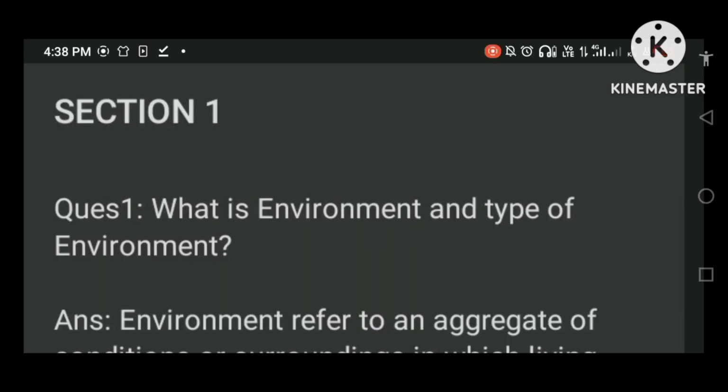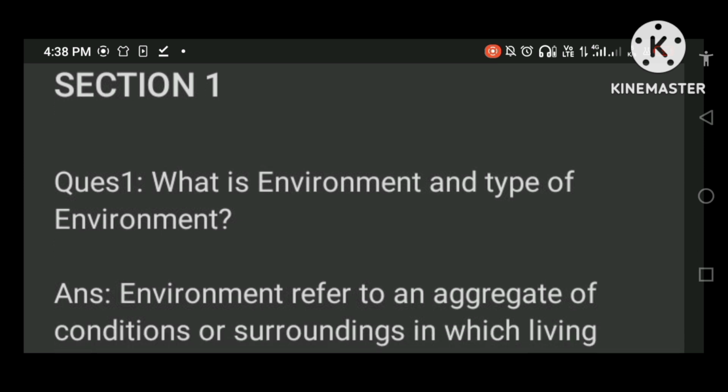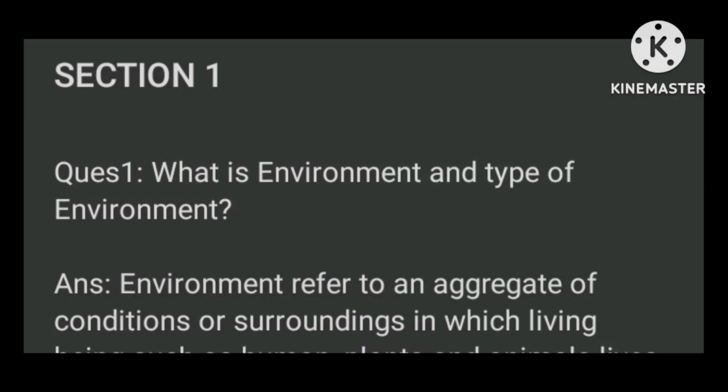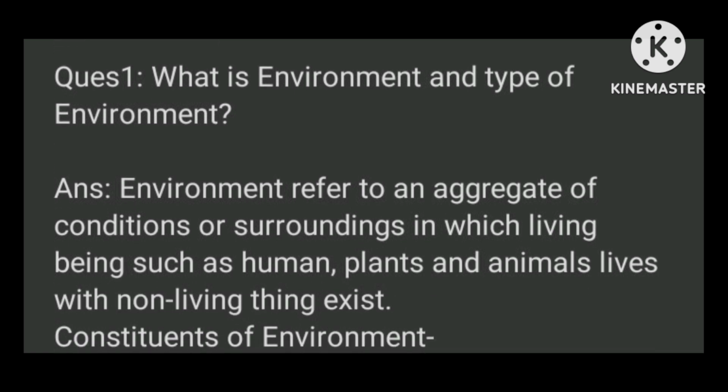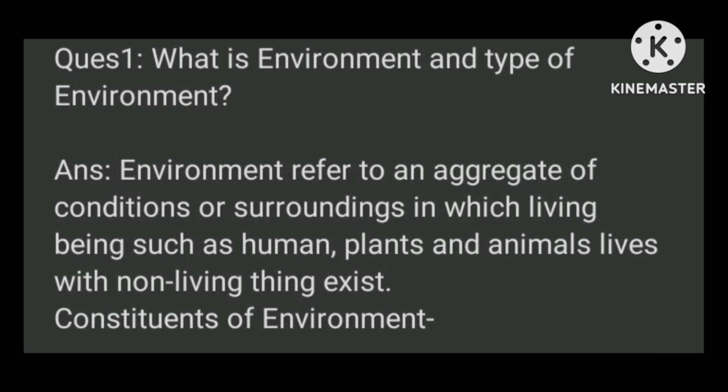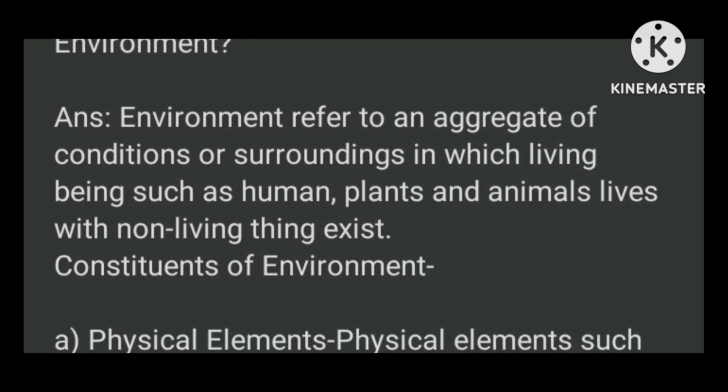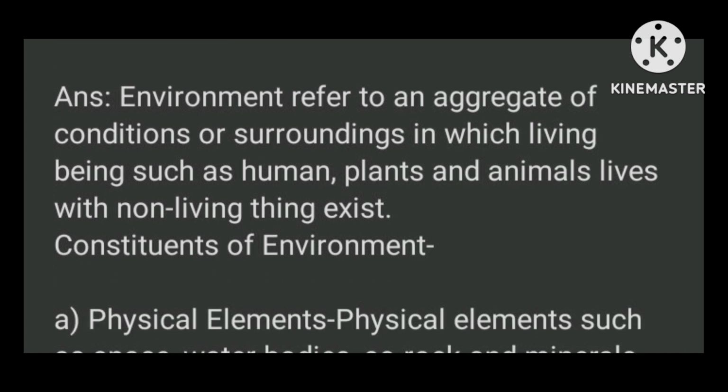Section 1. Question number 1. What is environment and type of environment? Answer. Environment refers to an aggregate of conditions or surroundings in which living beings such as humans, plants and animals live with non-living things.